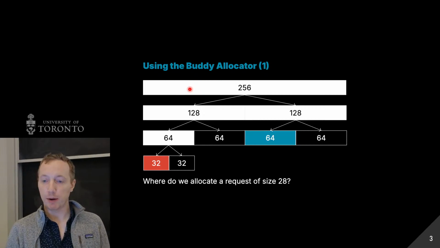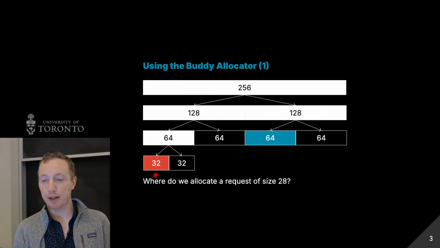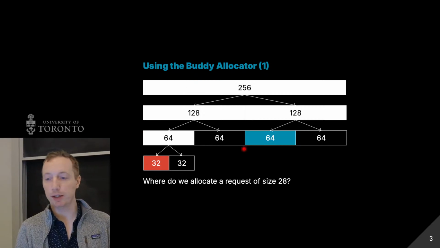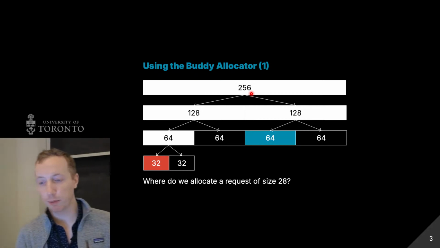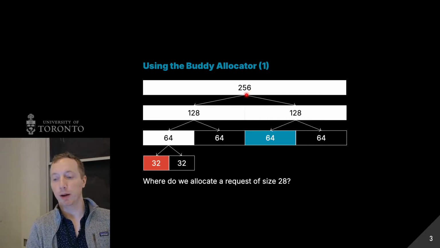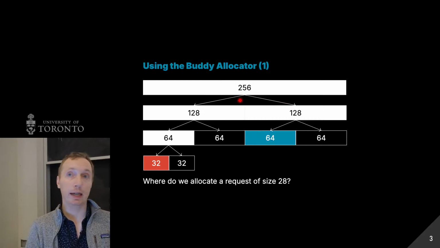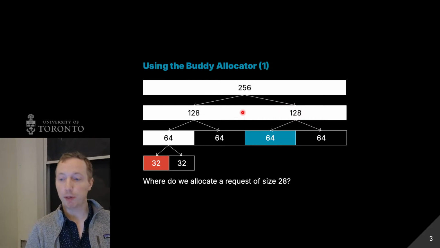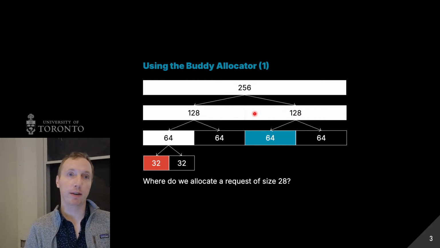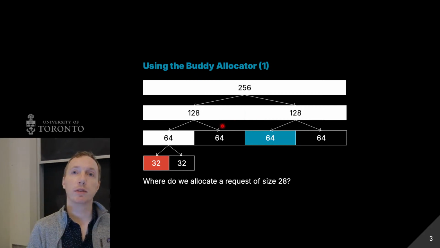So right now I have a fulfilled allocation for red of size 32 and then a blue of size 64. In order to fulfill this request, what this algorithm had to do was, well, 256 is too big, so it split it up into 128 byte blocks, and they are buddies of each other, but both of them had to get split off into 64 byte ones.